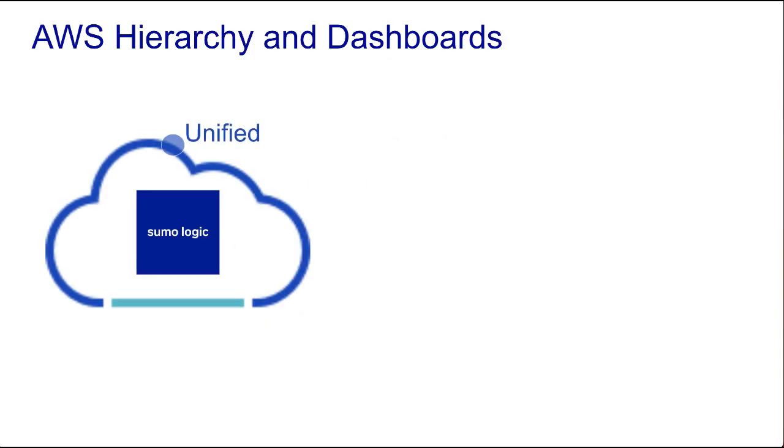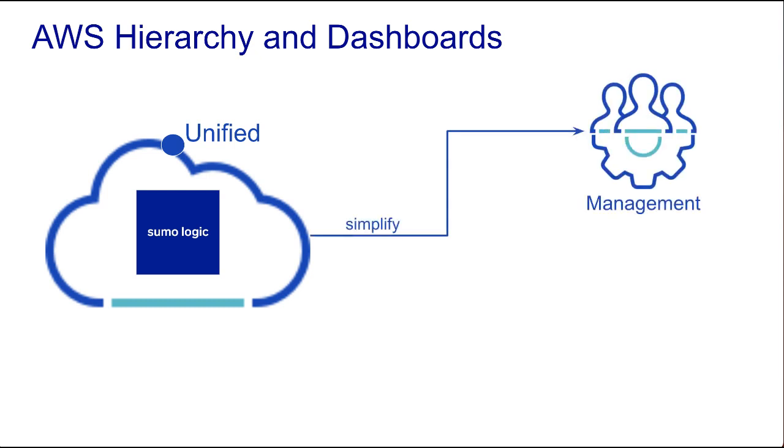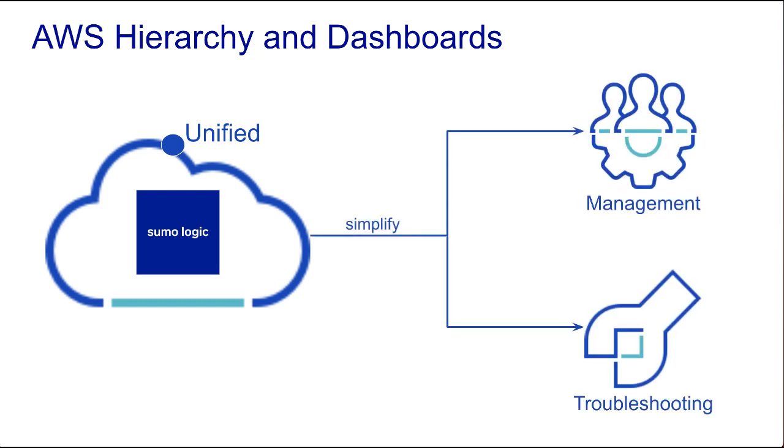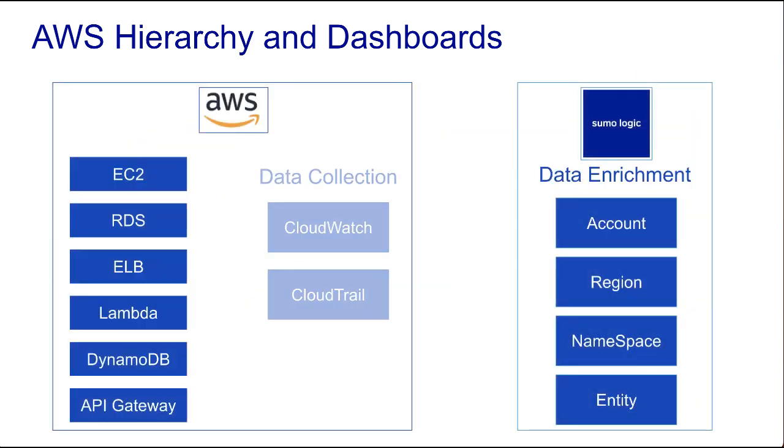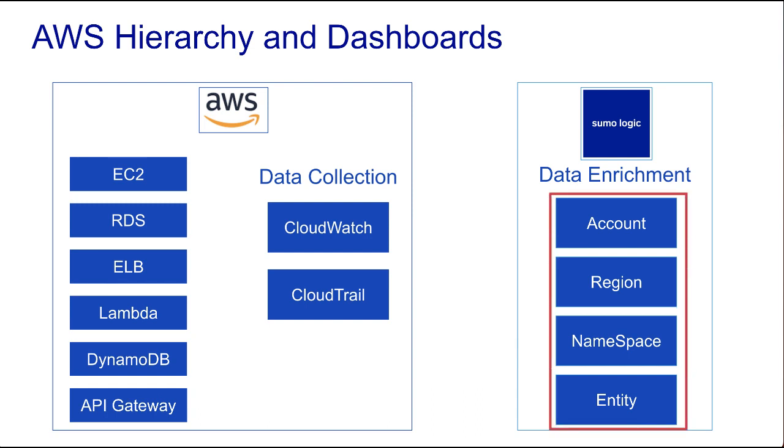Sumo Logic enables you to unify data across AWS services in order to simplify management and troubleshooting while surfacing events of interest. Sumo Logic serves as a centralized hub where critical CloudWatch and CloudTrail data can be seamlessly configured to stream with just a few clicks. Data from each service is tagged with the AWS account, region, and entity of origin.